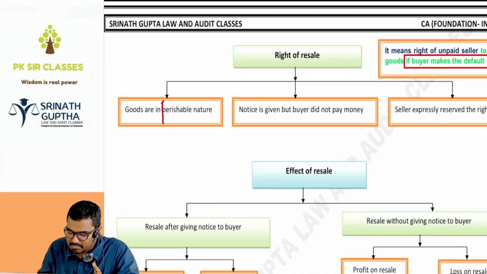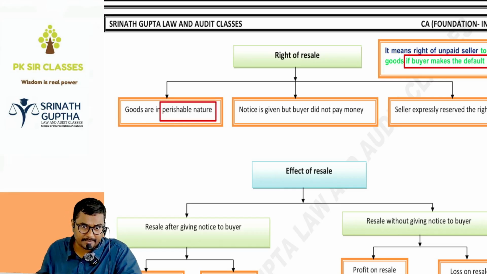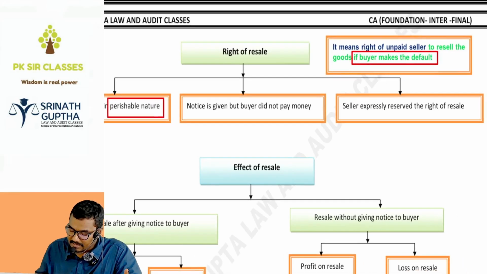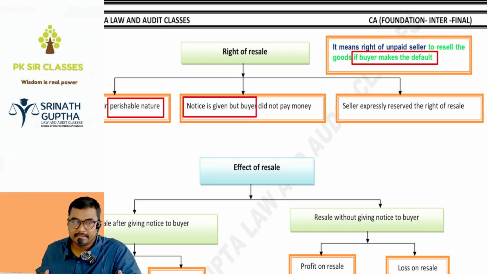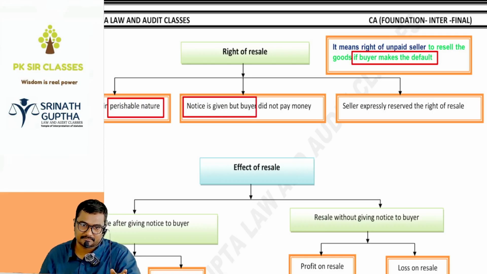First, if the goods are perishable in nature, like vegetables, milk. You're not paying my money, if I keep the goods, they will perish, so I can resell. Second, notice is given but the buyer did not make the payment. I give a notice to the buyer: please make the payment by the 10th of this month, otherwise I will resell. I give a notice, still you're not responding, I can resell.